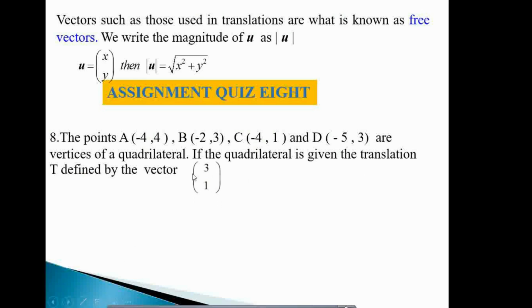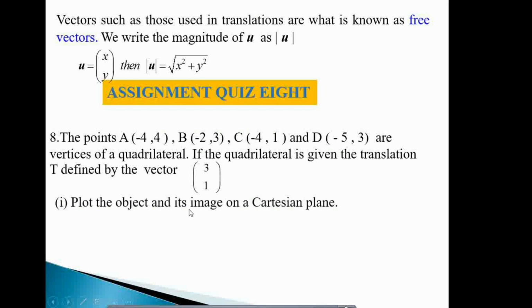So the vector that has been defined is (3, 1). Oh, this is very, very easy. It means I can get the images by simply adding this translation vector to the coordinates. If you add this to A, add to B, add to C, you get A prime, B prime, C prime, D prime, then you go ahead and plot it. Then you'll be able to get the image. Okay.